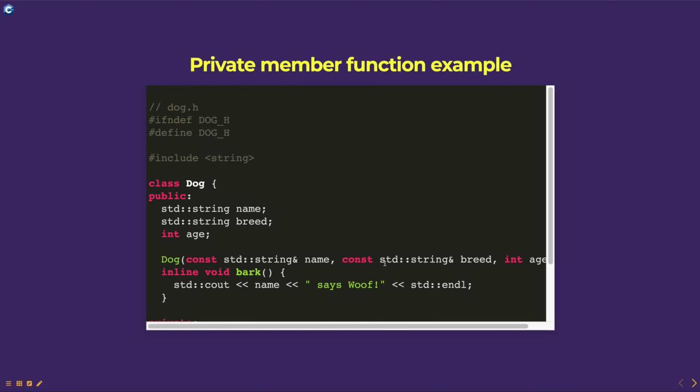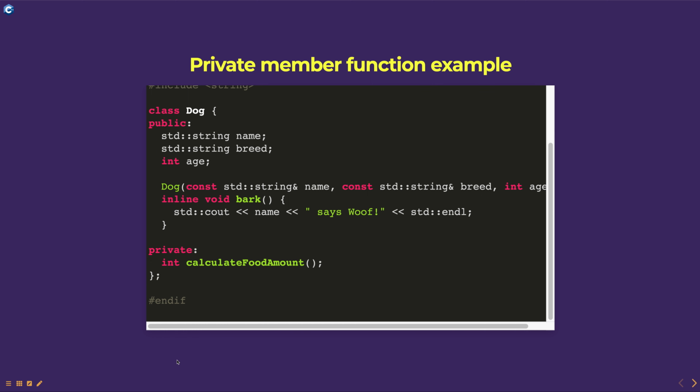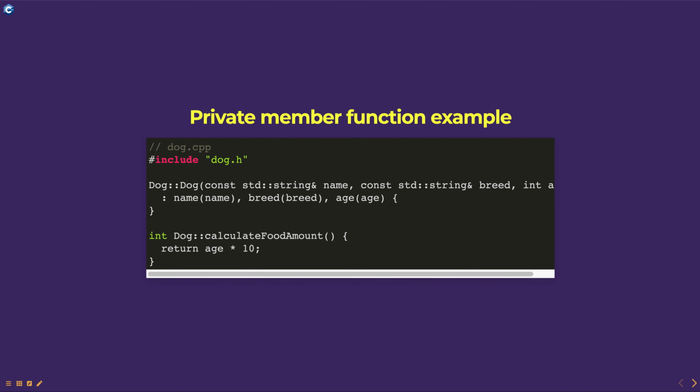Here is an example of a private member function in the Dog class. In this example, the Dog class has a private member function, calculateFoodAmount, that calculates the amount of food that the dog should be fed based on its age. This function can only be called from within the class and cannot be called from outside the class.